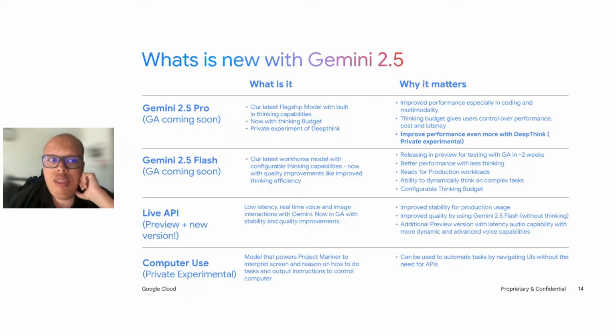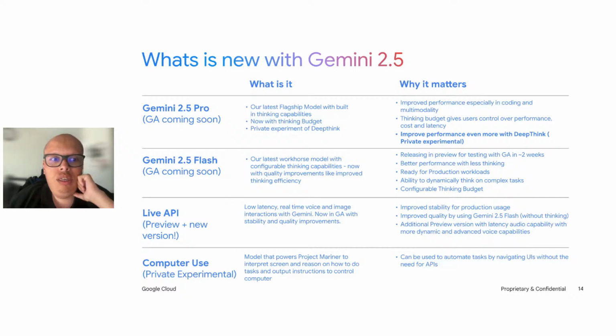This model matters because it has outstanding performance, especially in multimodality and coding. Thinking budget is, let's say, a way for you to have control over how much and how long you want your model to think, and this will give you the power to control the cost and the latency of getting the final answer. Gemini 2.5 Flash is our latest workhorse model with configurable thinking capabilities.